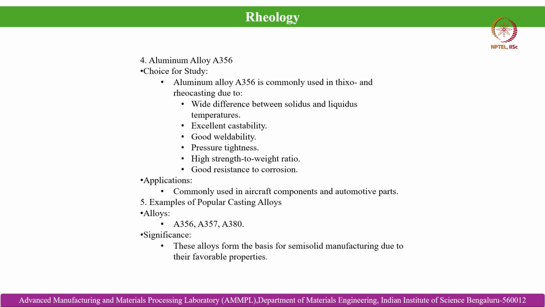So, here we have discussed the aluminum 7 silicon 0.3 magnesium alloy, which is commercially known as A356. Why it is chosen for this particular case study is because it has a wide difference between the TL and TS. This is typically the phase diagram of this particular alloy. So, you can understand from here that it basically has a greater temperature zone.